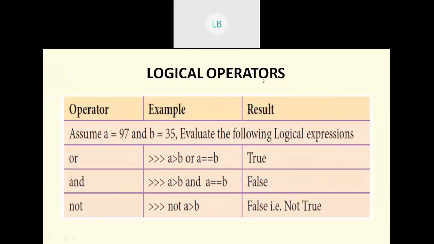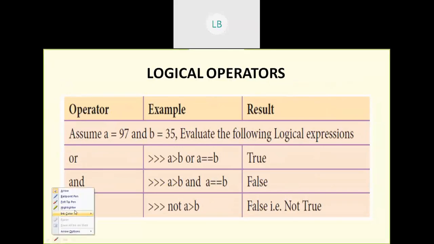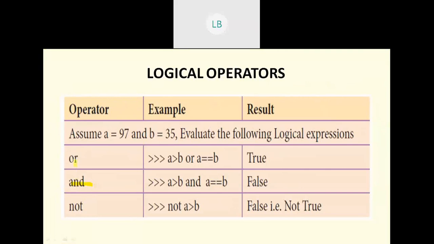The next one is logical operators. You have three operators: and, or, and not. Three logical operators you have. In some situations, you need to combine more than two conditions in a program. This is one condition, A greater than B. This is another one: you want to check whether A is equal to B. If you want to combine these two, you will be using these logical operators.